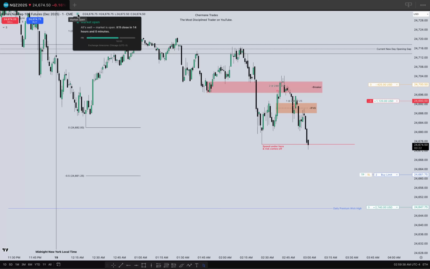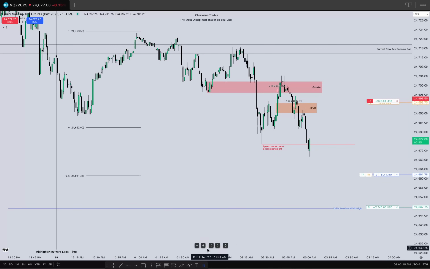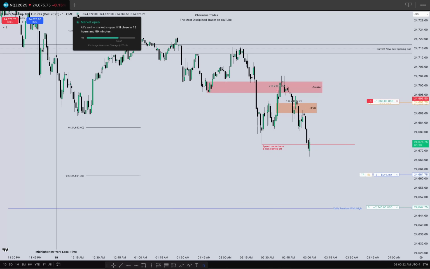Not worried about removing the risk too early. I want NASDAQ to prove to me that it's done using the inversion fair value gap and the breaker. And then when it proves to me that it's done, then I'll remove the risk. So right there, we have two fair value gaps. And how can I trust moving my stop loss to break even? Well, for one, my stop is above the high of the inversion fair value gap.